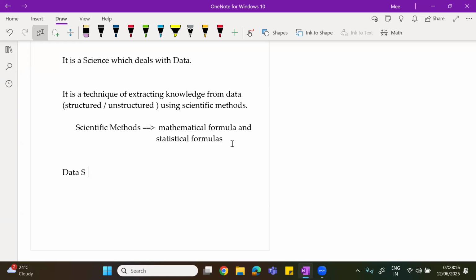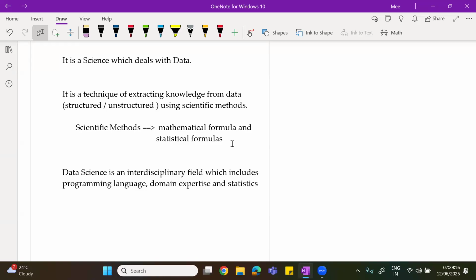Now, data science is an interdisciplinary field which is used to extract knowledge. Multiple fields are used to extract it. What are those interdisciplinary fields? So data science is an interdisciplinary field which includes programming language, domain expertise, and statistics.